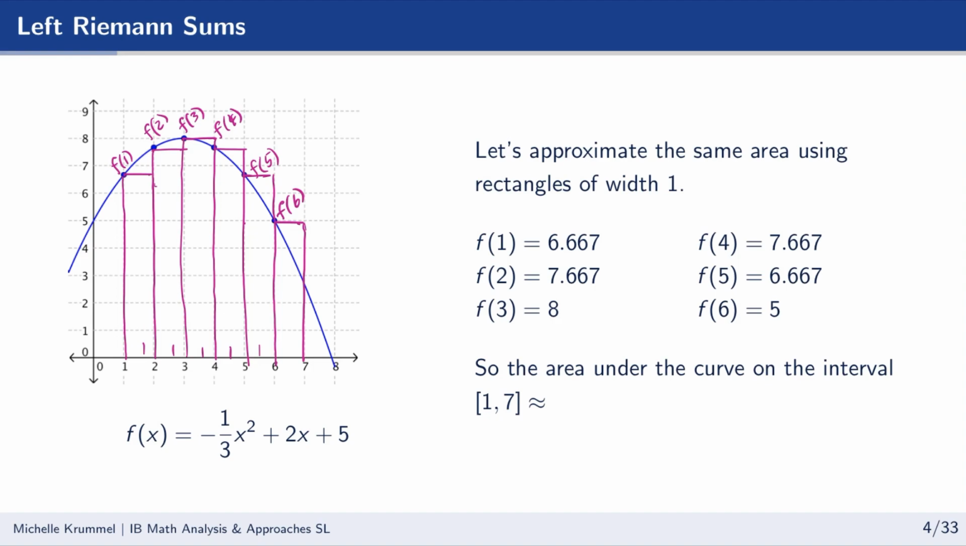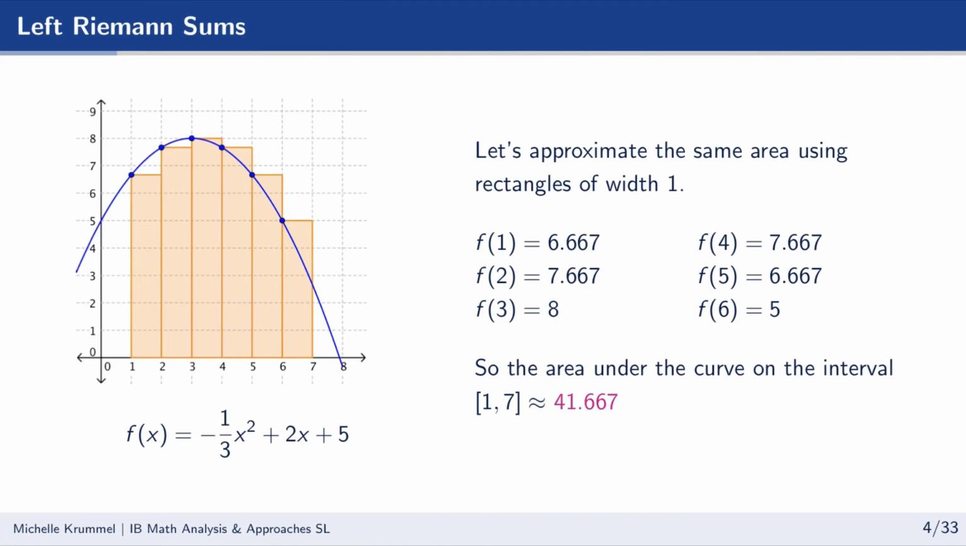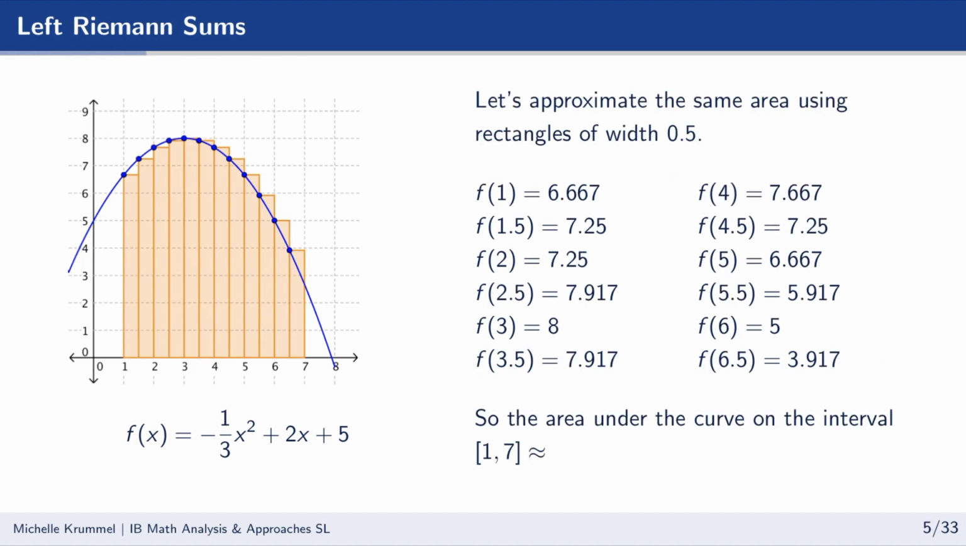Okay, now the areas are going to be 1 times f of 1 plus 1 times f of 2 plus 1 times f of 3, and so on, giving us an estimated area of 41.667. If we try this again and let the width of the interval be 0.5 instead of 1, we're going to have twice as many rectangles as we did when the width was 1. And you can see, hopefully, that we're going to get a better approximation, right?